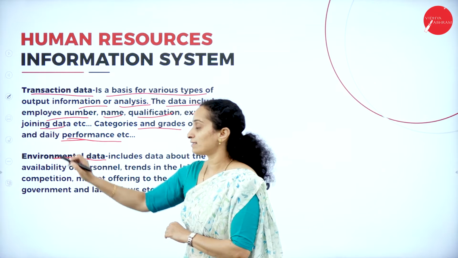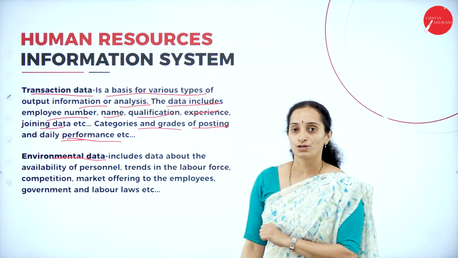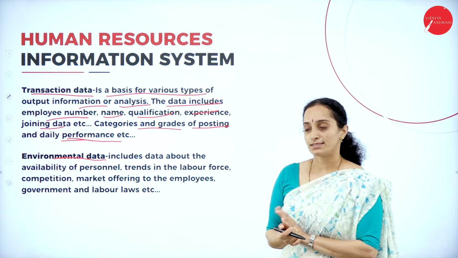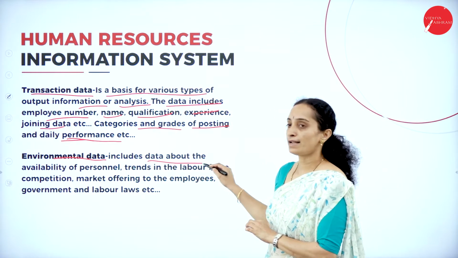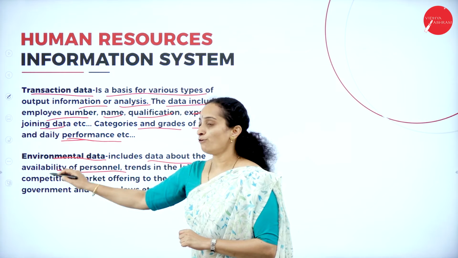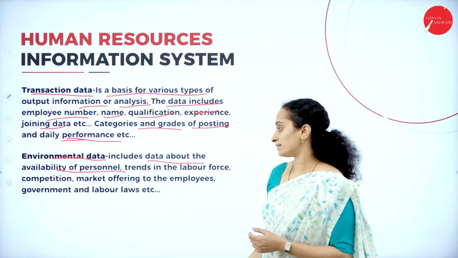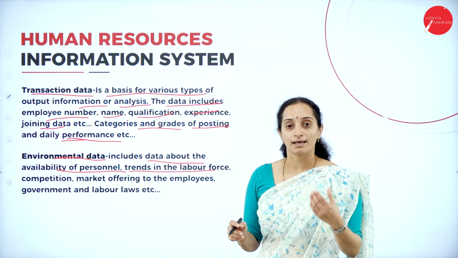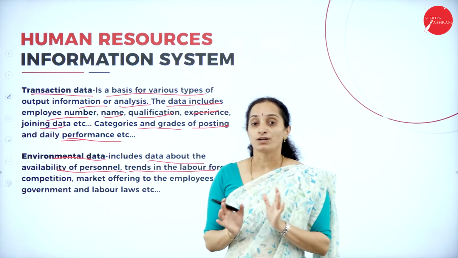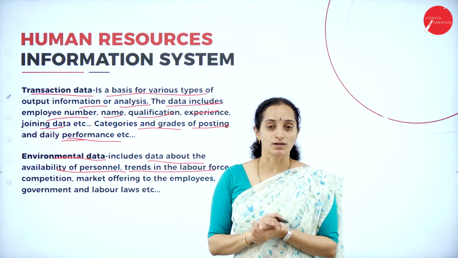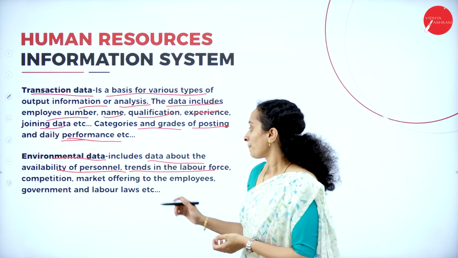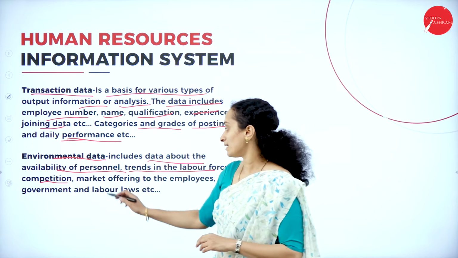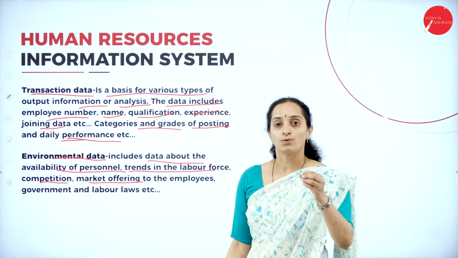The next data that the information system is going to collect is the environmental data. What does this data contain? The data about the availability of the person, about designation, trends in the labor force, what the labor or the employee community thinks about the current policies and plans, the competition between the employees of the same designation, market offering.